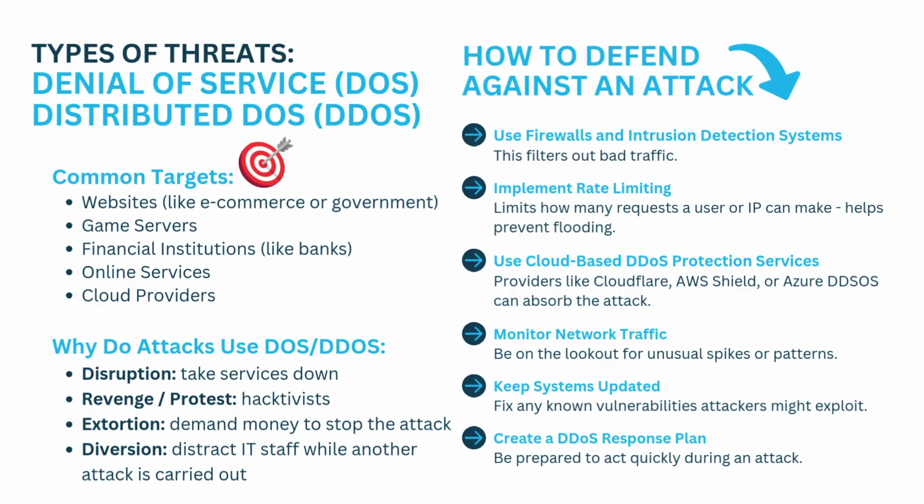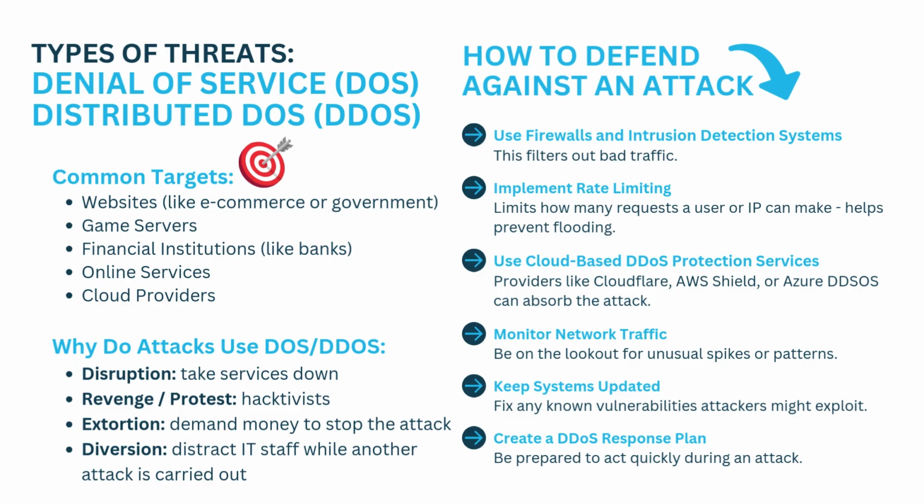To defend against denial of service and distributed denial of service attacks, you need several layers of protection. Firewalls and intrusion detection systems can block unwanted traffic. Rate limiting is another tool. It restricts how many requests a user can make in a short period.